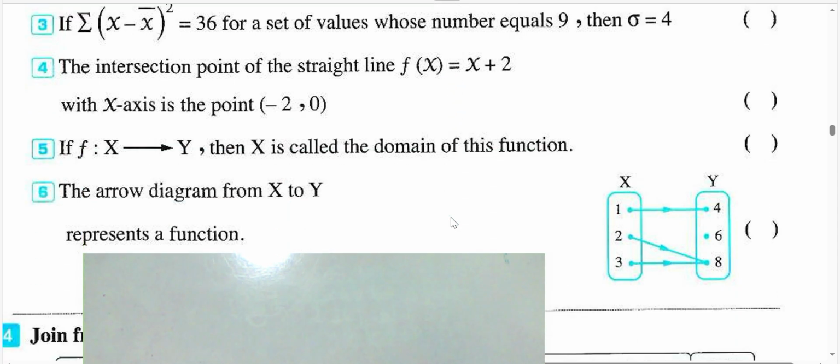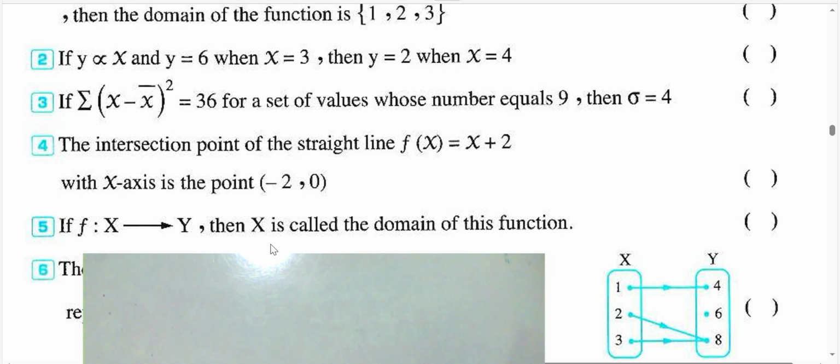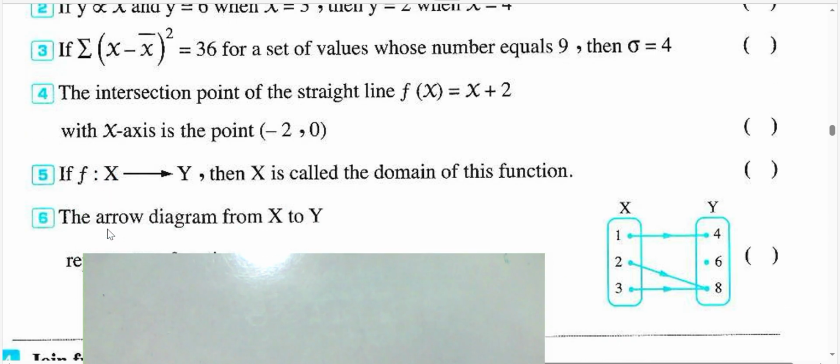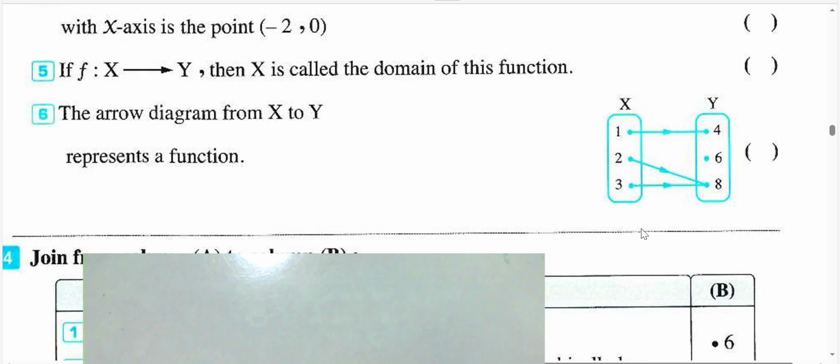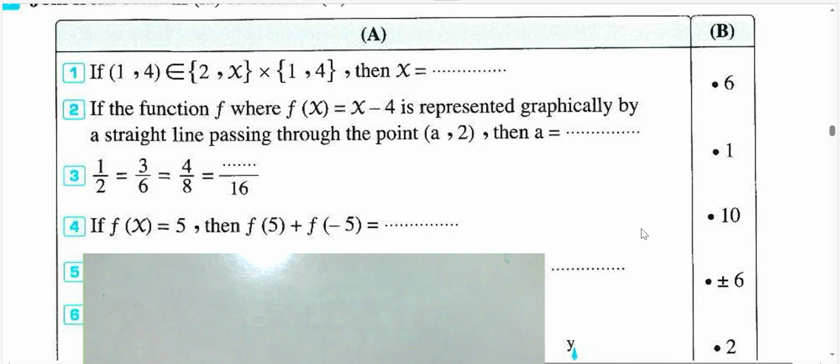Next question, we have a relation between x and y. x is called here the domain of the function. True, because x is the domain. The arrow diagram from x to y represents a function. Yes, true, because each element in x has only one arrow to y. You can complete this: we have 1 and 4, then x will be 1, because x lies in the first projection.